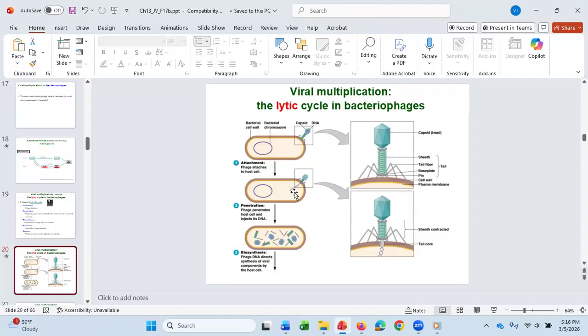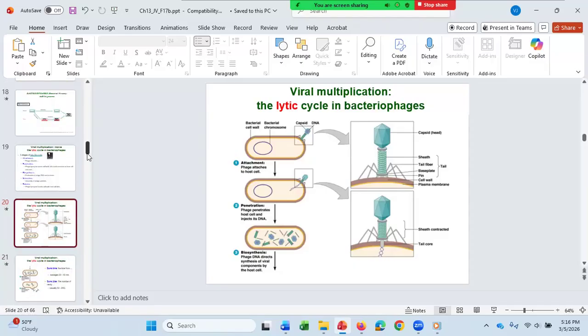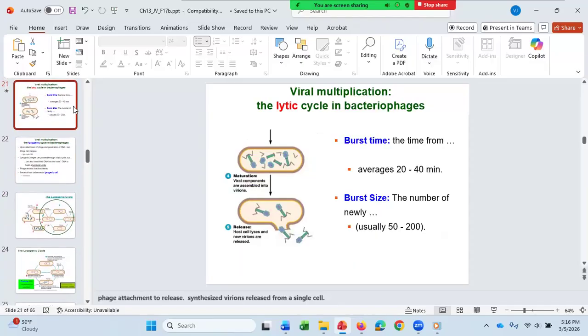capsid protein code of the virus. And so the virus proteins will be made. And then the virus proteins self-assemble into the virus. And that'll be viral maturation, probably.